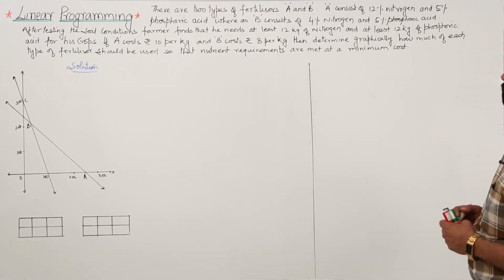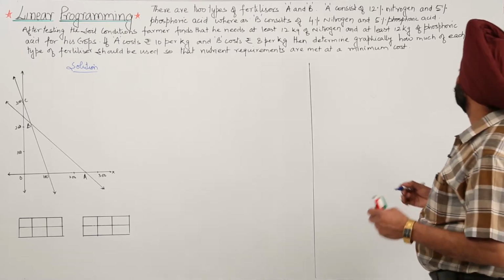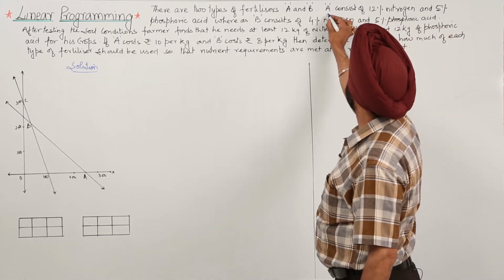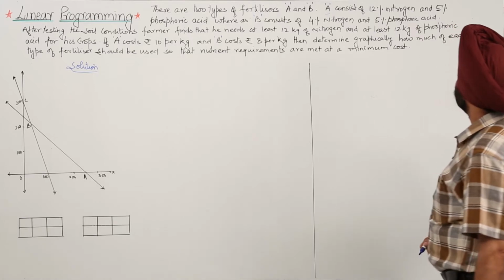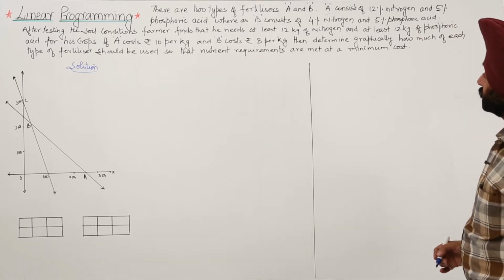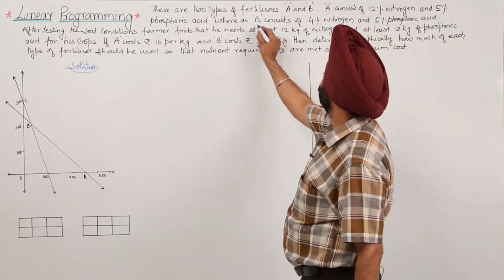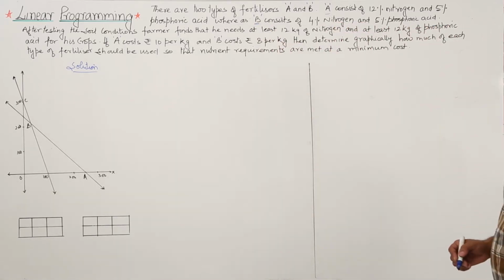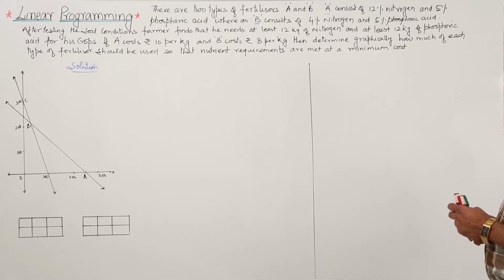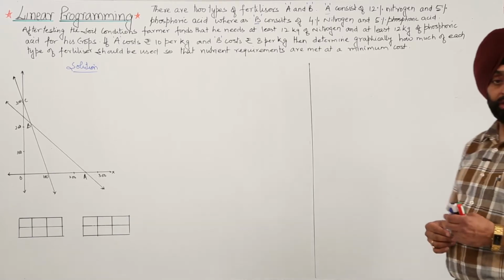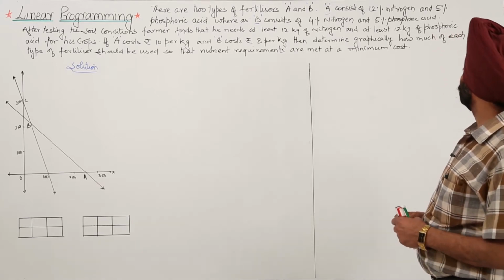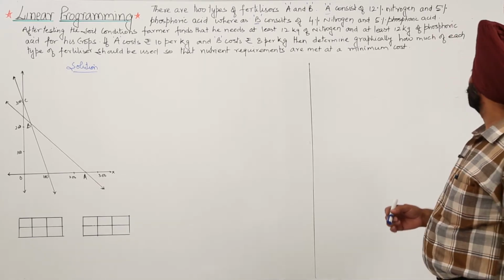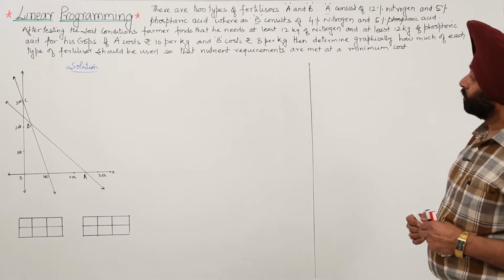Next question. There are two types of fertilizers, A and B. Fertilizer A consists of 12% nitrogen and 5% phosphoric acid, whereas B consists of 4% nitrogen and 5% phosphoric acid. After testing the soil conditions, the farmer finds that he needs at least 12 kg of nitrogen and at least 12 kg of phosphoric acid for his crops.